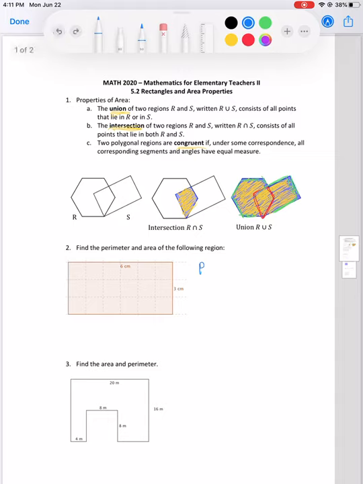Perimeter is the length or the distance around a figure. Not just any geometric figure, but a 2D geometric figure. And so we're thinking about lengths. So this length right here is 3 centimeters. So we got 3 centimeters right there.